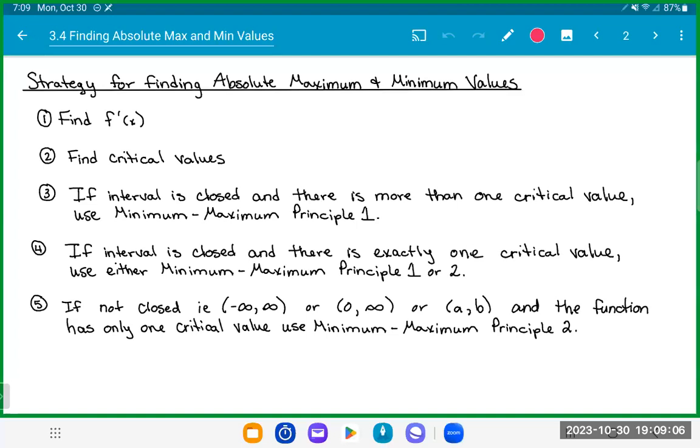And then finally, if the interval is not closed, for example, negative infinity to infinity, or 0 to infinity, or a to b, but notice there are parentheses on all of those, okay? And the function only has one critical value, then you have to use the min-max principle number 2, okay? Any questions?